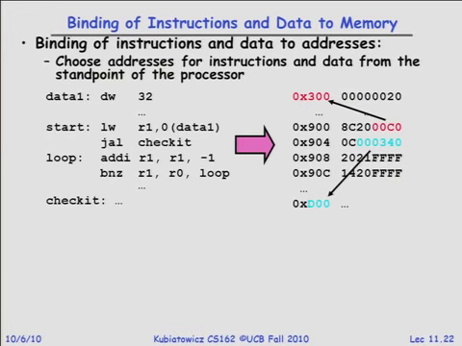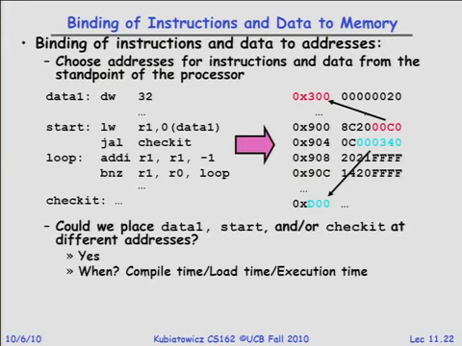So part of making a program runnable is choosing the addresses that it accesses. And can we put data 1 or start or whatever at different addresses? Sure. The compiler or linker could put them anywhere it wants to, as long as it comes up with a self-consistent program when it's done.